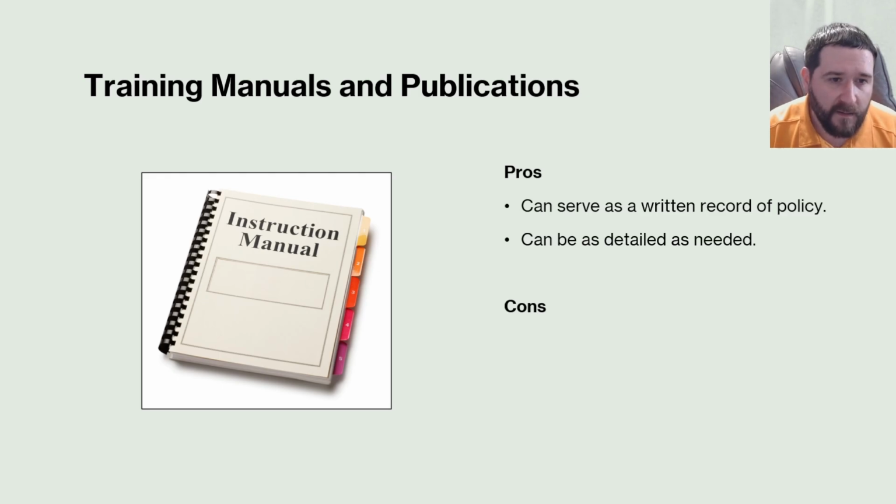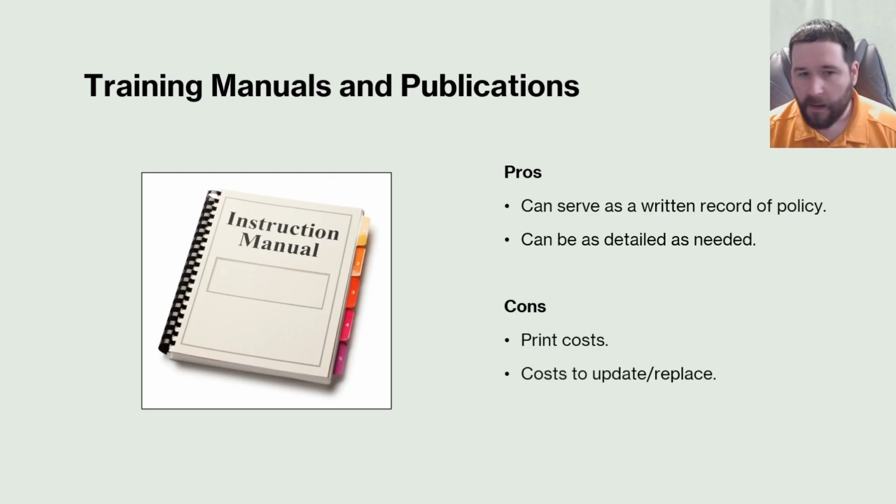Some cons as far as instruction manuals go. Once again, print costs can become an issue, especially if you want to have colored printing, if you want to have sturdier manuals, maybe that hold up at the job site, things like that, right? All of that adds to that cost. So something to be aware of there. Again, when we're updating or replacing information, right, that comes with a cost. We might have to reprint. We might have to print an adjusted section, things like that. So once again, all of that has a cost associated with it.